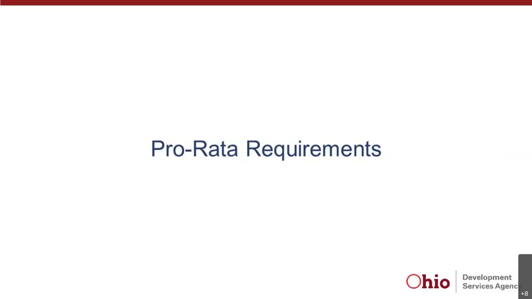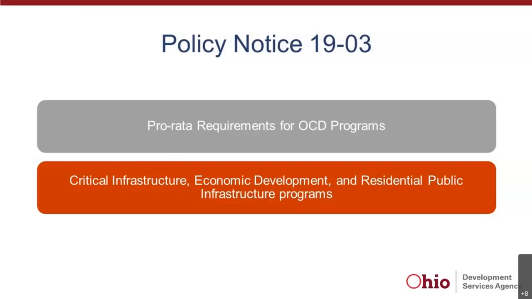As I mentioned earlier, pro rata is an implementation requirement versus an application requirement. But we feel as a community, it's important to make communities aware of this requirement up front. The specifics and a number of examples are included in Policy Notice 1903. This requirement applies to the Critical Infrastructure Program, the Economic Development Program, the Residential Public Infrastructure Program, and some of the Targets of Opportunity programs.